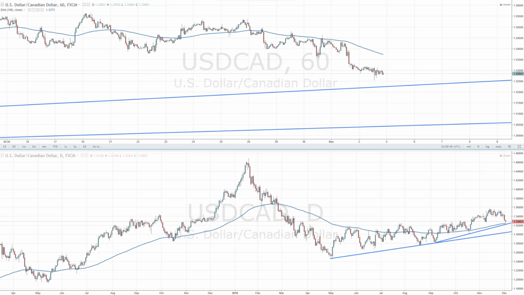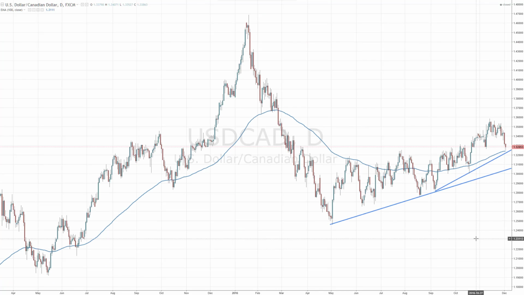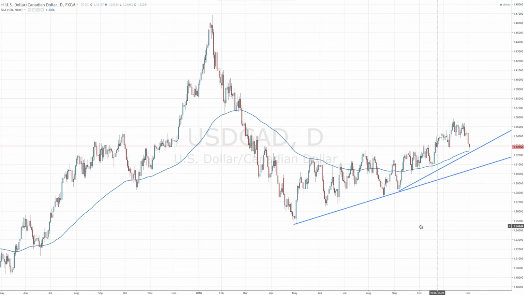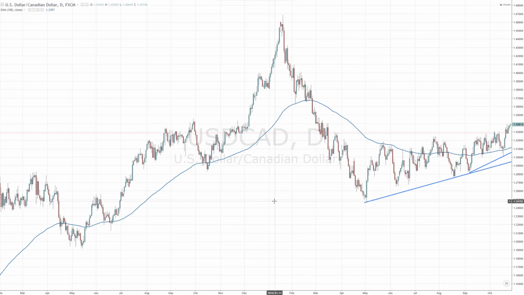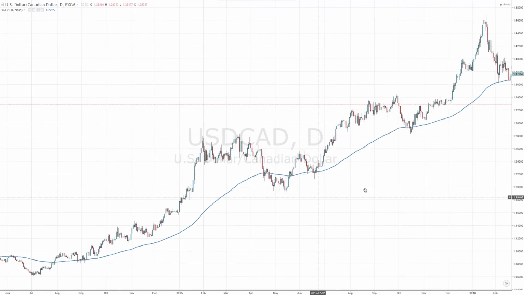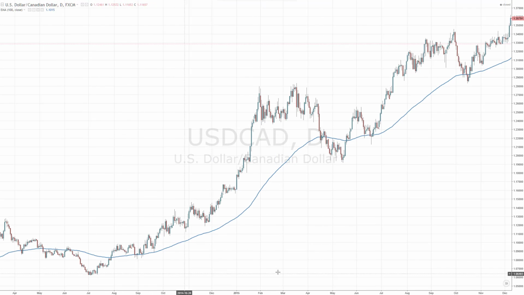So for this week's trade, we're going to be looking at one in the USDCAD. Now I want to start off by showing you the setup and putting context around the trade before we look at the actual entry itself. So to put the context around the trade, we can see that the USDCAD has been rallying for a long time now. You can see this on the daily chart.